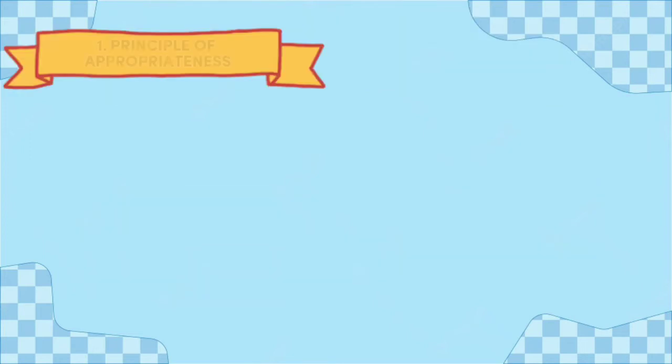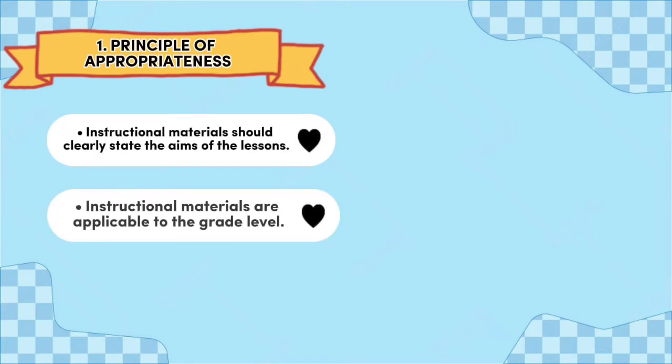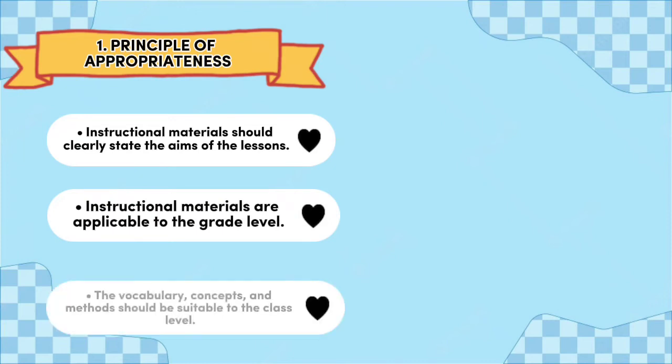So in principle of appropriateness, instructional materials should clearly state the aims of the lesson and applicable to the grade level, where vocabulary, concept, and method to be used are suitable to the class level.